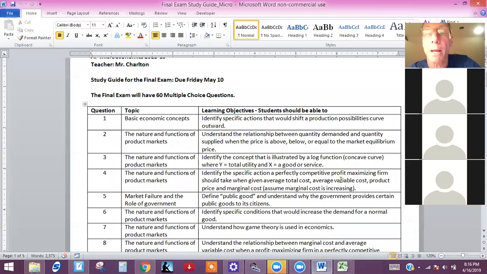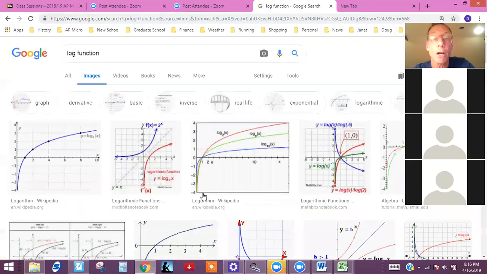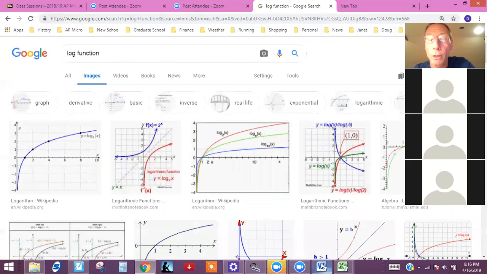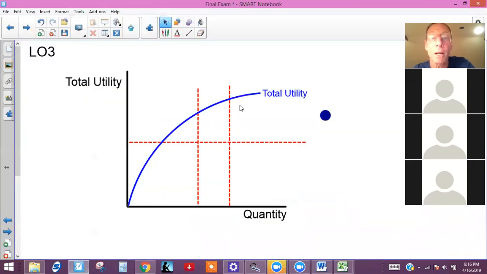Identify the concept that is illustrated by a log function. Just so you know what I mean by that, if you Google it, which I did up here, you can see that a log function looks like this, right? This is a log function. So it looks like a concave curve. So what we're actually looking at here is, what is the concept that is illustrated by a curve that looks like this, right?